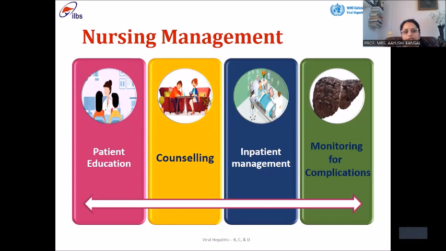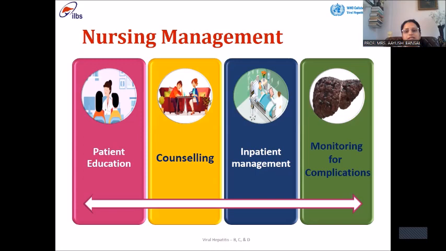Tell them all the facts, all the real facts should be told to the patient, and clear all his or her myths. We should not be partial to any person who is having hepatitis infection. First, we have to start from ourselves because we are health professionals and we must not be partial to any patient in any case.